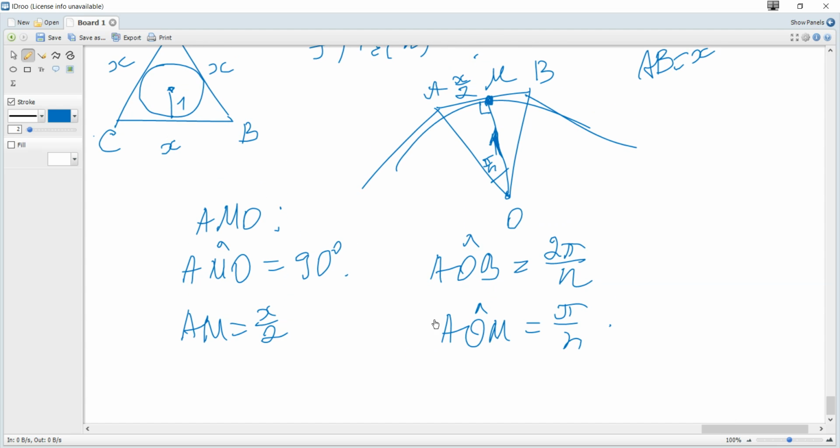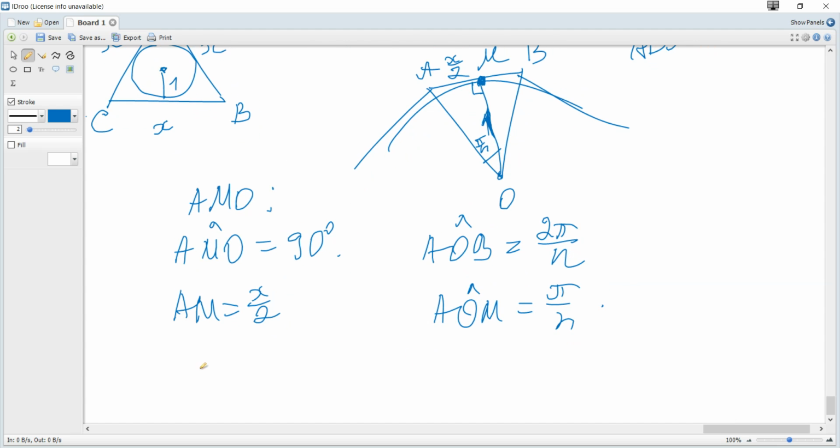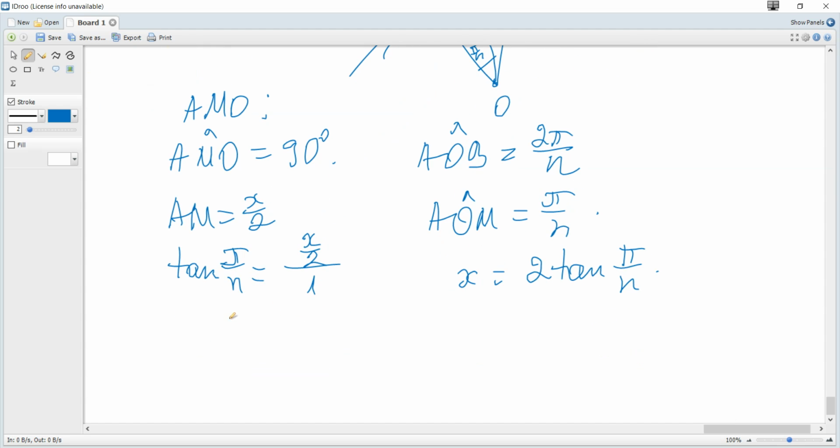We can consider, for example, tangent. So tangent of pi over n is opposite x over 2 over adjacent 1, and hence x is 2 times tangent of pi over n, and the required perimeter is just nx, so it's 2n tangent of pi over n as required.